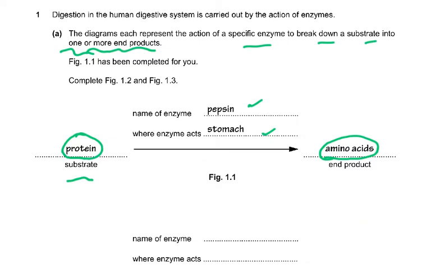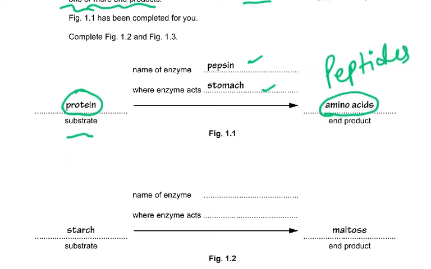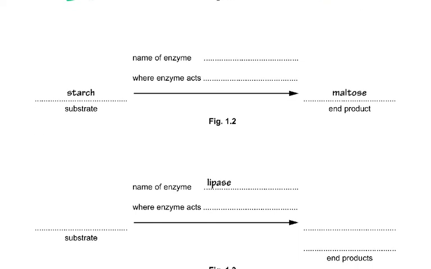I do not agree with the amino acids because actually here peptides would be formed. Amino acid is formed in the small intestine, but I can't argue with Cambridge on their mark scheme. And this is a specimen paper. So then you have to complete this.